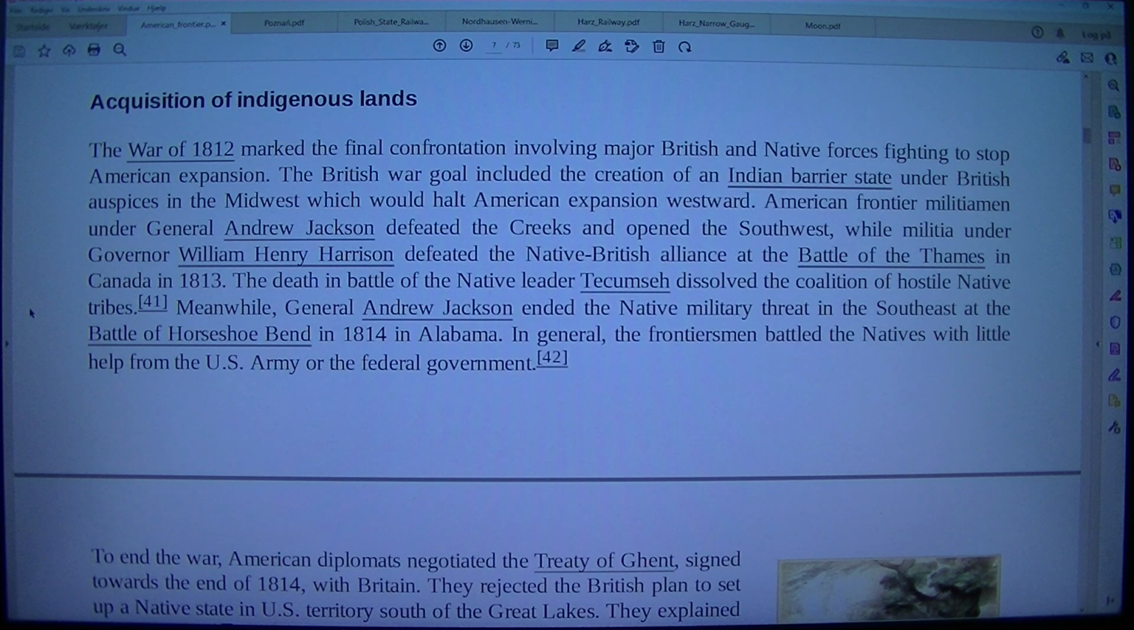Meanwhile, General Andrew Jackson ended the native military threat in the southeast at the Battle of Horseshoe Bend in 1814 in Alabama. In general, the frontiersmen battled the natives with little help from the U.S. Army or the federal government.